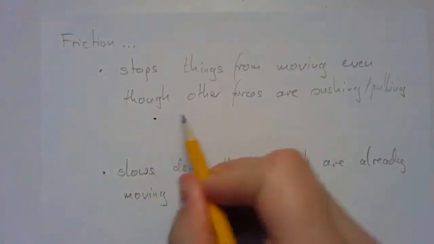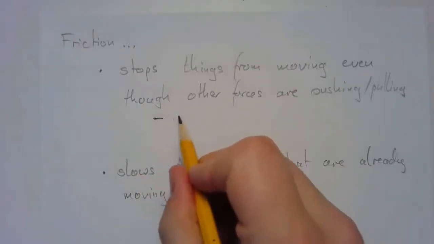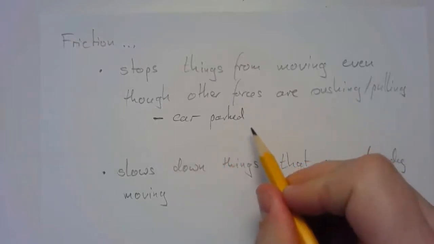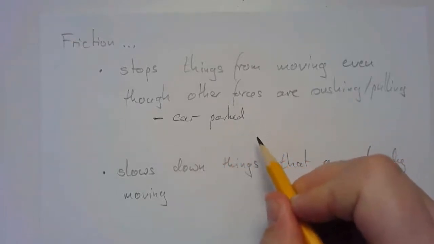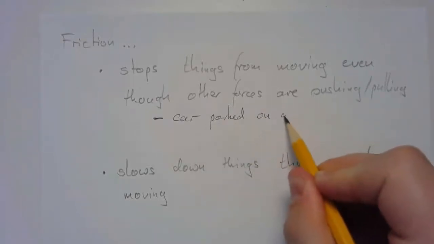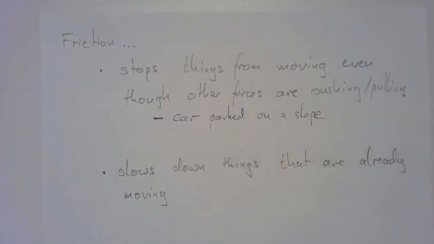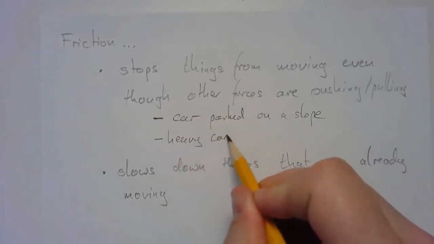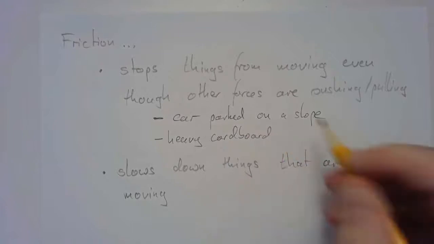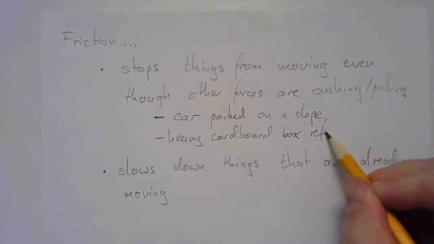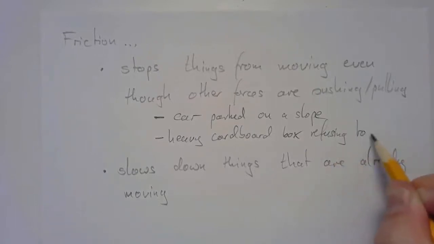So, for example, a car parked on a hill. The reason it does not slide down the hill is because of friction. If it's too steep or very icy, maybe, then friction might not be strong enough to actually stop it from sliding. Or maybe a heavy cardboard box with books in it, and you try to push it, and it's just not going to budge, refusing to move. These are just some examples.